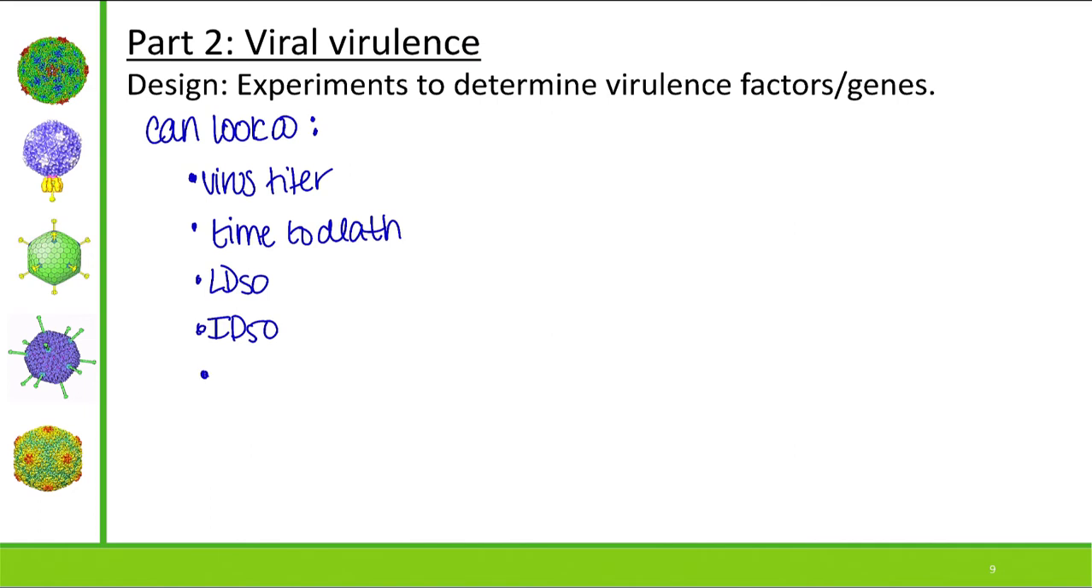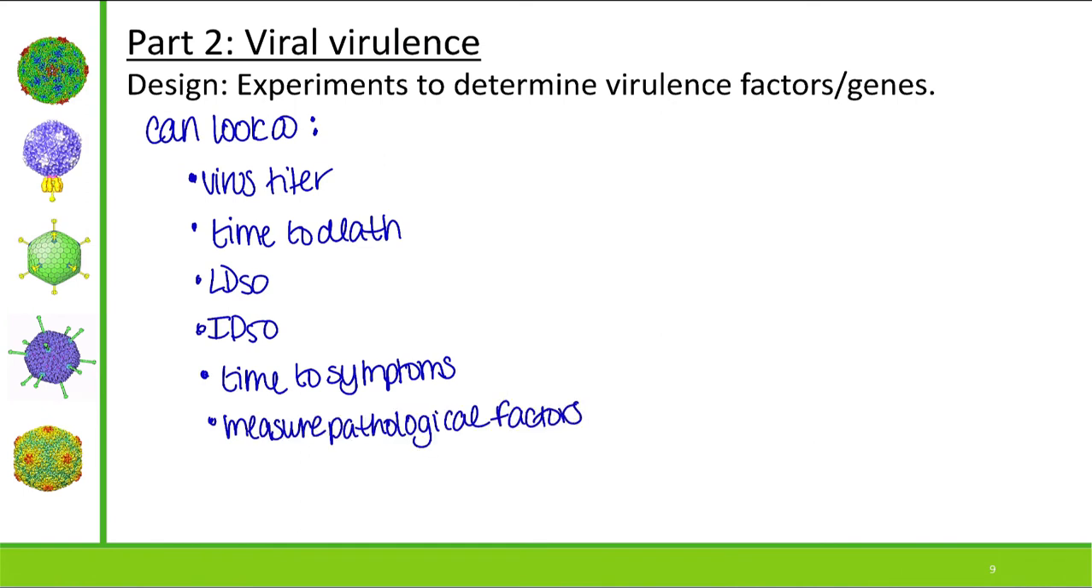And again, there's lots of different ways that you could look at these numbers. So this idea of time to symptoms, so looking at the incubation period. You could also do things like measuring pathological factors. So in HIV, we see a decrease in CD4+. We see lesions in some viruses. In coronavirus, we see the lesions in the lungs, and so that would be considered a pathological factor. So we can potentially somehow measure that.